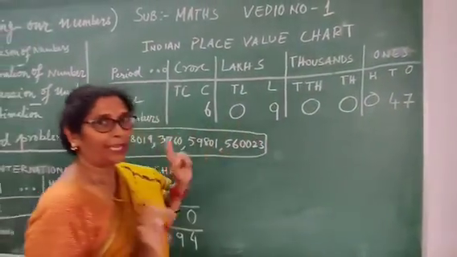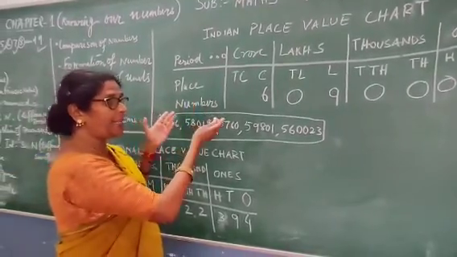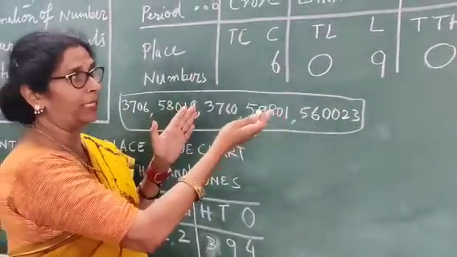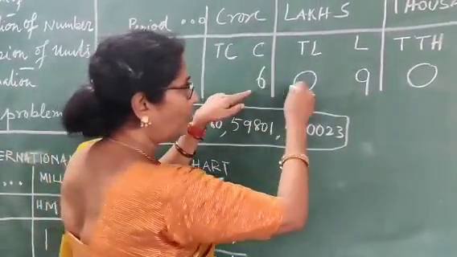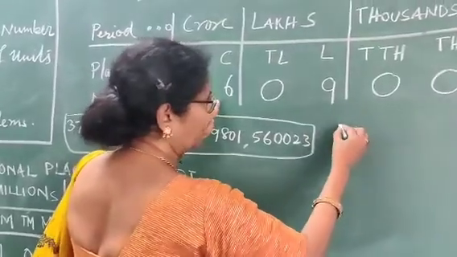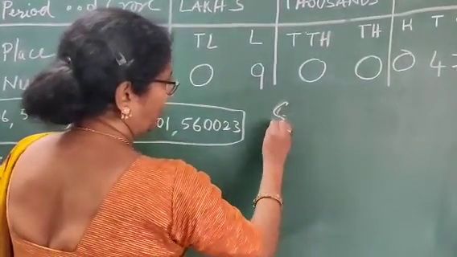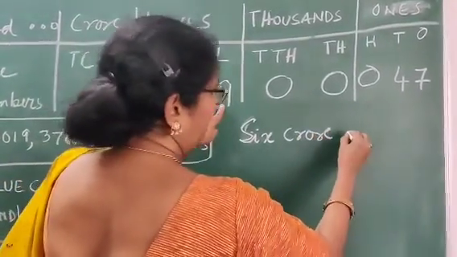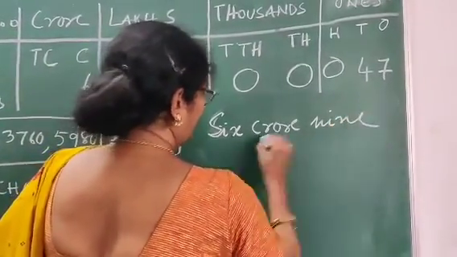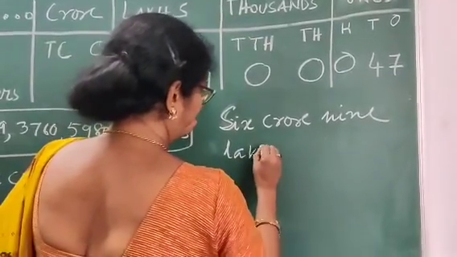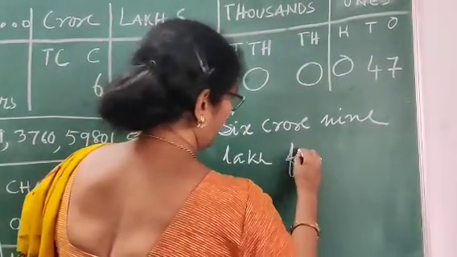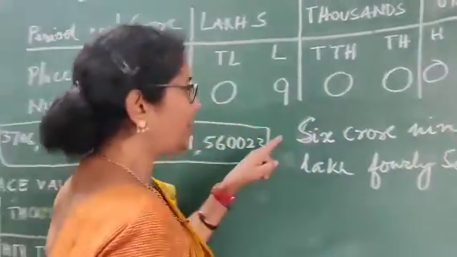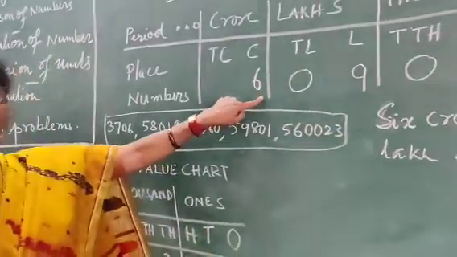47. Okay children, so how to read and how to write the number in figure as well as in words? When writing in words, I am writing and showing you: 6 crore 9 lakh 47. So this is in words, this is in figure.